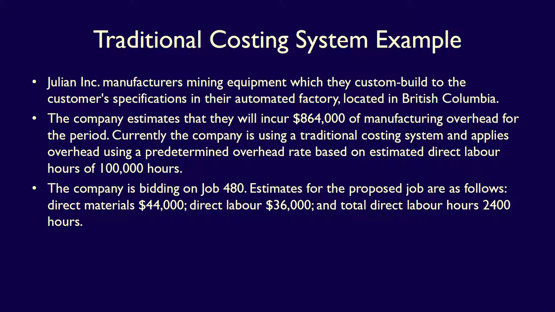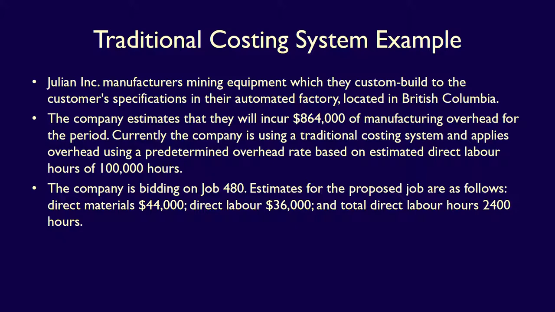Julian Inc. manufactures mining equipment, which they custom build to the customer's specification in their automated plant located in British Columbia. The company estimates that they will incur $864,000 of manufacturing overhead over the period. Currently, the company is using a traditional costing system and applies overhead using a predetermined overhead rate, which is based on estimated direct labor hours of 100,000 hours. The company is bidding on job 480. Estimates for the proposed job are as follows: direct material $44,000, direct labor $36,000, and total direct labor hours of 2,400 hours. The company is bidding on a job, and they need to estimate the total cost of the job because they need to provide a quote to the customer.